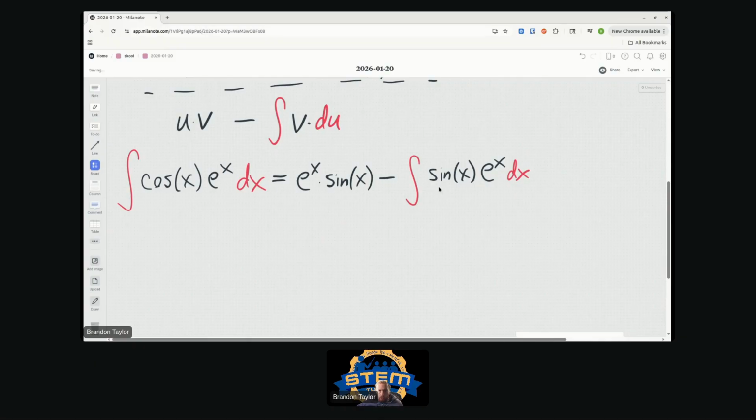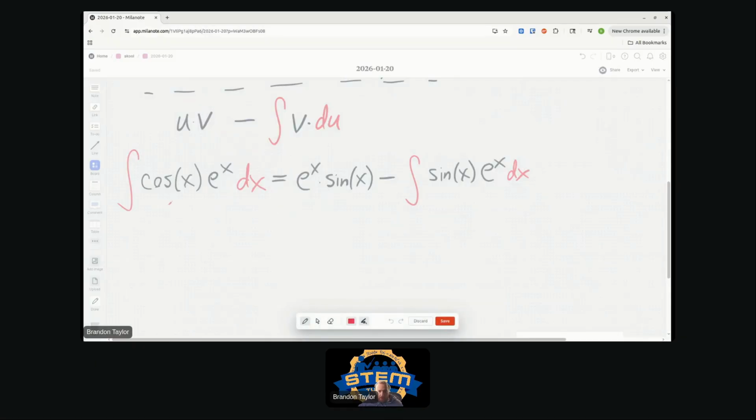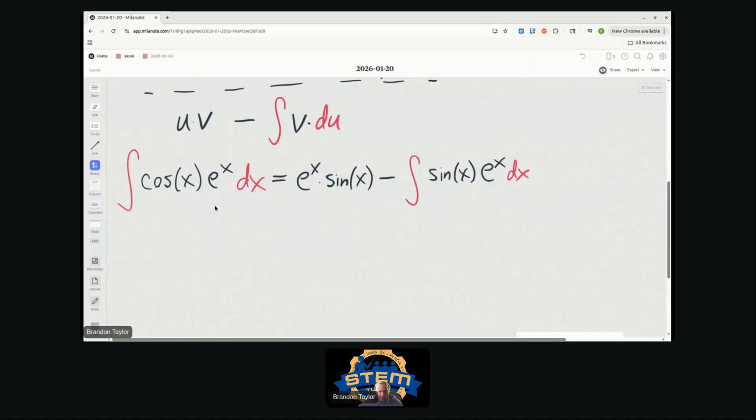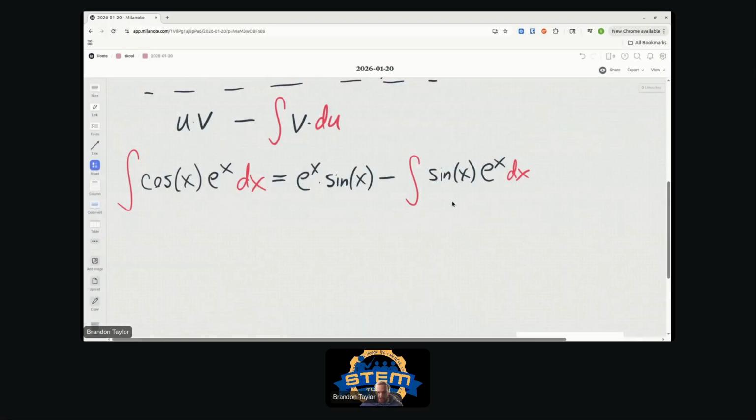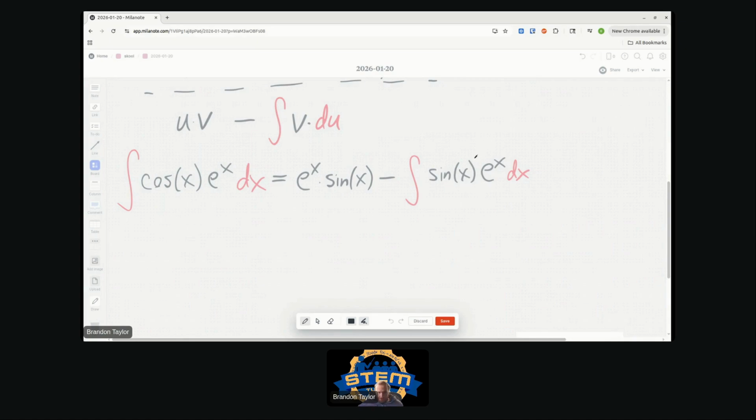So, like I said, it seems like we made things worse when you look at it like this, right? If we start off with this, and now we ended up with something just as hard as that, plus a bunch of other stuff, or minus a bunch of other stuff. So what do we actually do there? The trick is do another round of integration by parts.